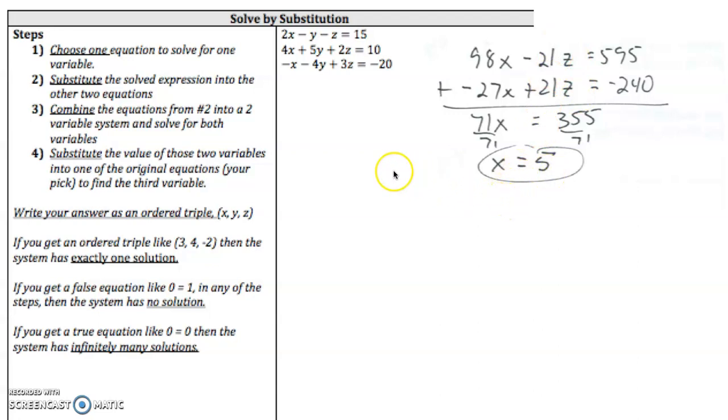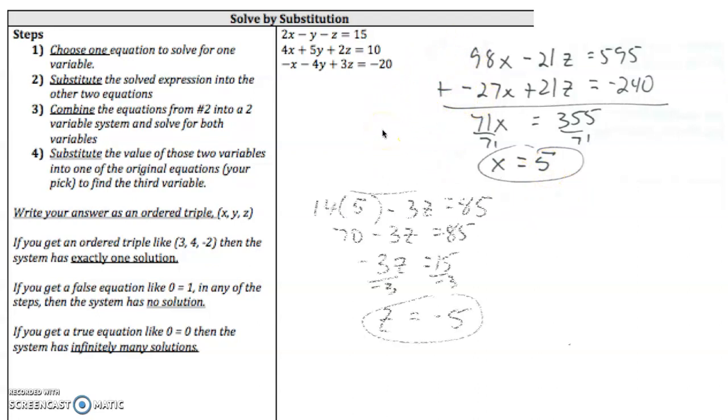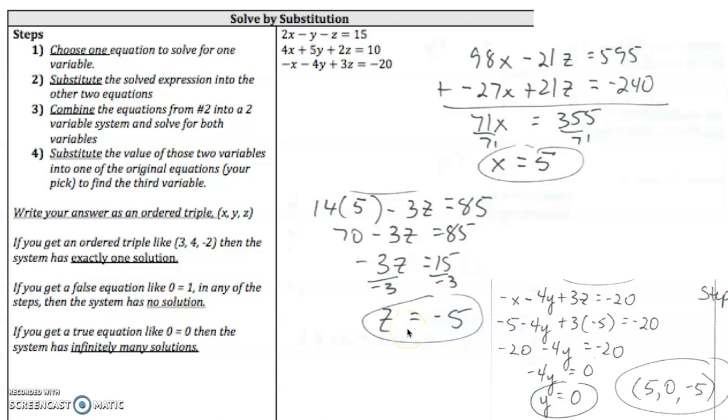So now step 4, I'm still on step 3. I need to take this value for x and put it up into one of these original equations to solve for z. There. Now z equals negative 5, and I'm on to step 4. So I'm taking my values for x and z and going to plug them into an original equation. So I chose the last equation. And then I get 0.